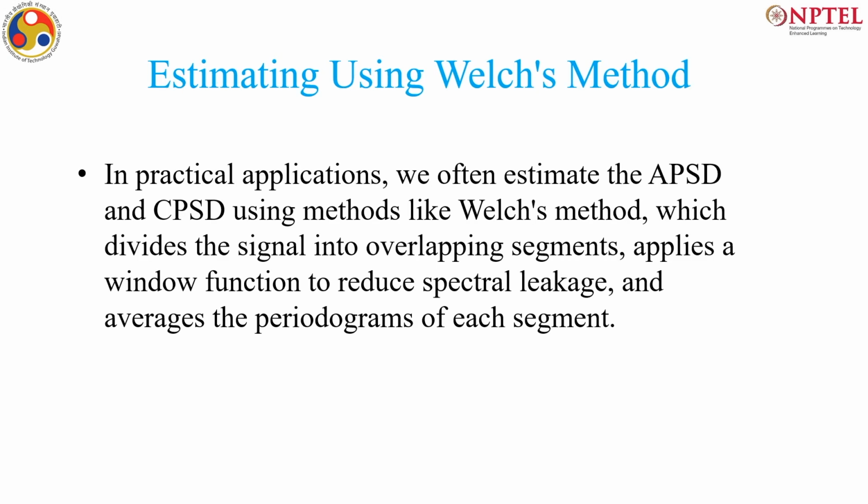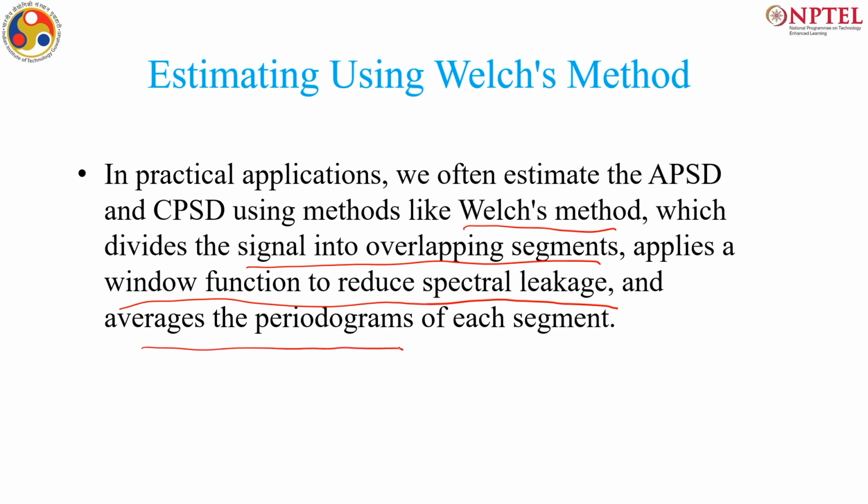As I said, the APSD and CPSD are power spectral densities, and because of windowing, and also because we have a lot of noise in practical scenarios, direct calculation using the method I described may give you a very noisy estimate. So, what the Welch method suggests is that it divides the signal into overlapping segments, and then you apply a window function to reduce the spectral leakage. This window may not be a rectangular window; you can have different forms of windows. Then the periodograms are averaged across the windows.